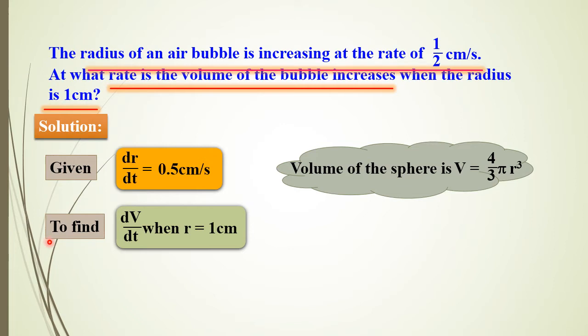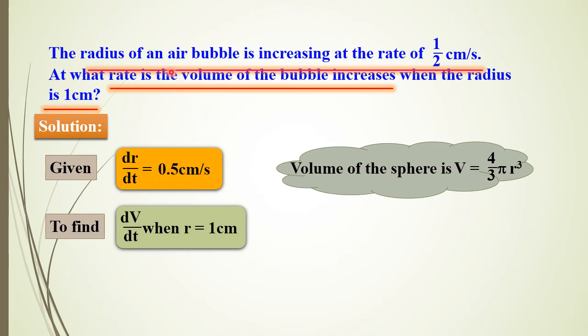See, in this question, the radius of the bubble is increasing at the rate of 1 by 2 centimeter per second. And at what rate is the volume of the bubble increasing when the radius is 1 centimeter? Now the bubble will always be spherical in shape, therefore the volume of the sphere must be considered here. V equal to 4 by 3 pi r cube. In the given question, the radius of the bubble is increasing. When the radius is increasing, it can be written as dr divided by dt, with respect to time, because parameters are given in terms of seconds. Therefore dr by dt equal to 1 by 2 can be written as 0.5 centimeter per second.